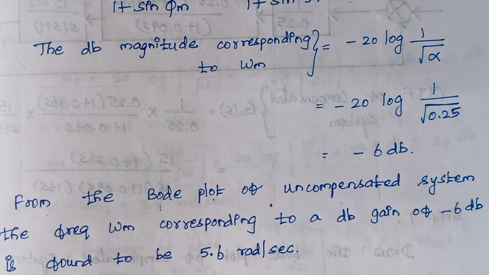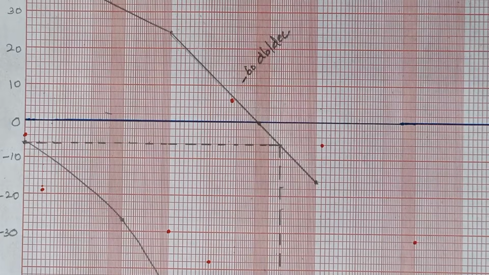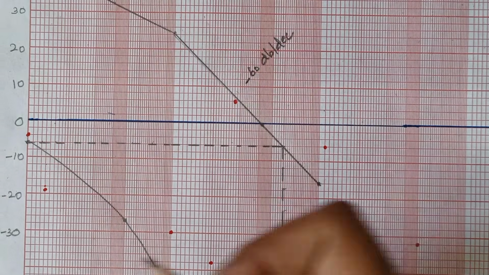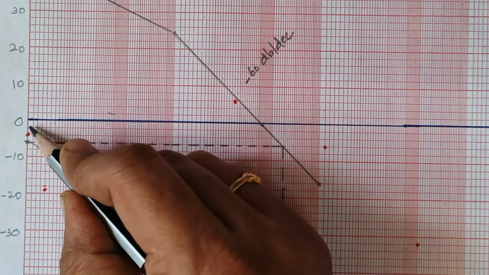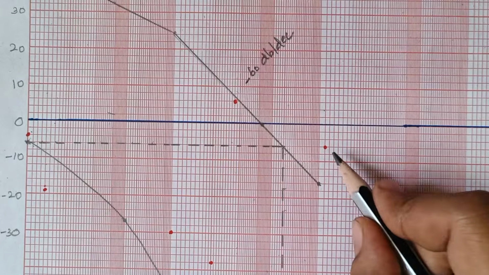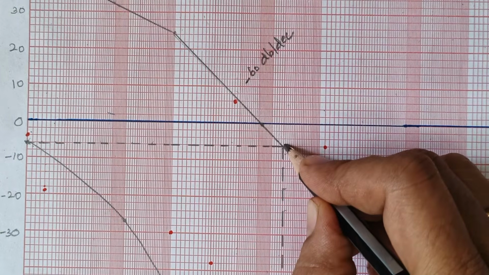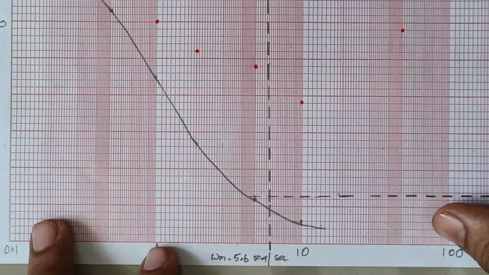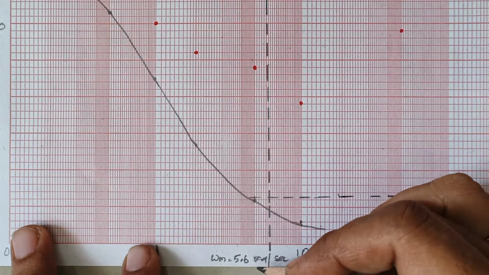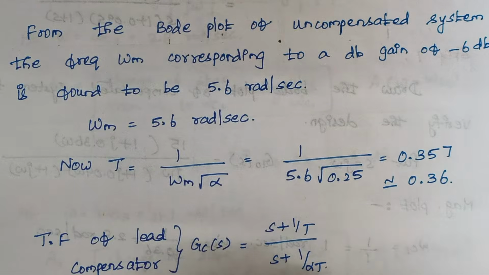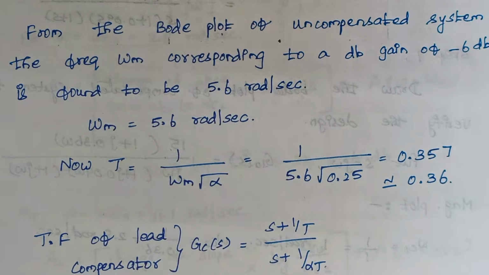Again we have to move back to our Bode plot. From step 5 we had calculated the value of magnitude as minus 6 dB. Therefore from the minus 6 dB point, this is 0, minus 2, minus 4 and minus 6, just draw a line. It will meet our magnitude plot. From this point, draw a line downwards. You see here, the value of omega m is found to be 5.6 radian per second. So from the Bode plot, the value of omega m is 5.6 radian per second.